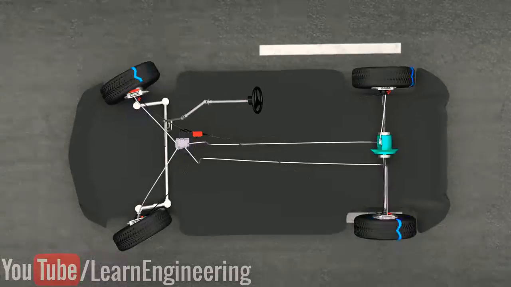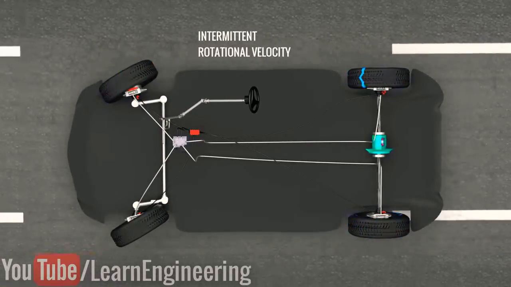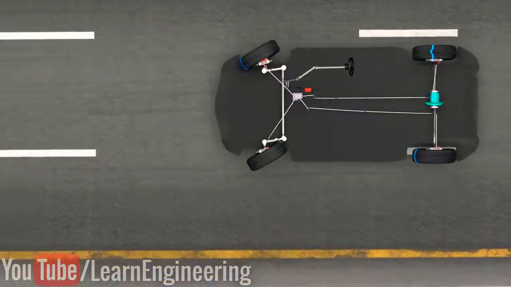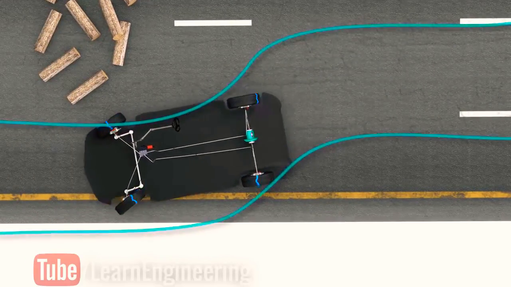You can immediately see the effect of this intermittent wheel rotation on steering. Here, the wheels will have a rotational velocity component. This will definitely allow the steering to function, and the driver will be able to steer the vehicle even during the braking.